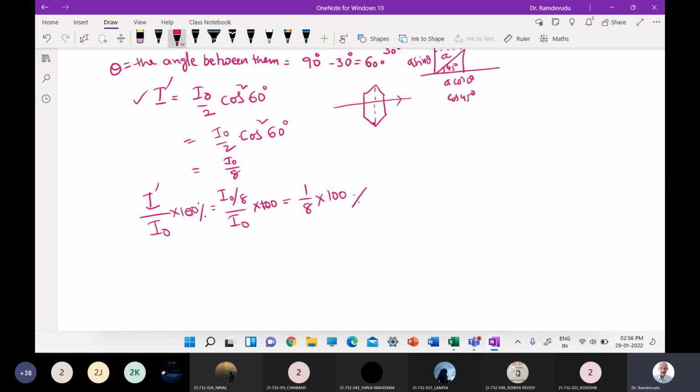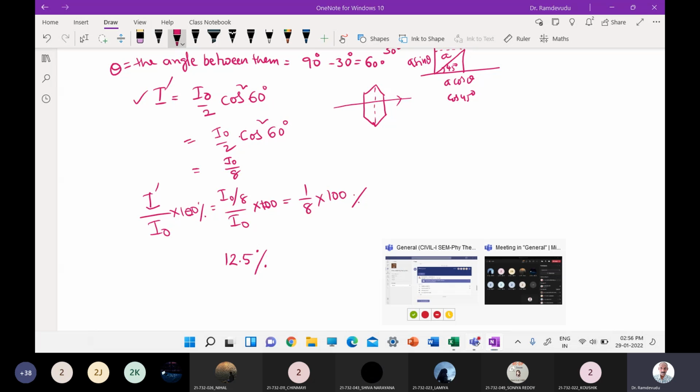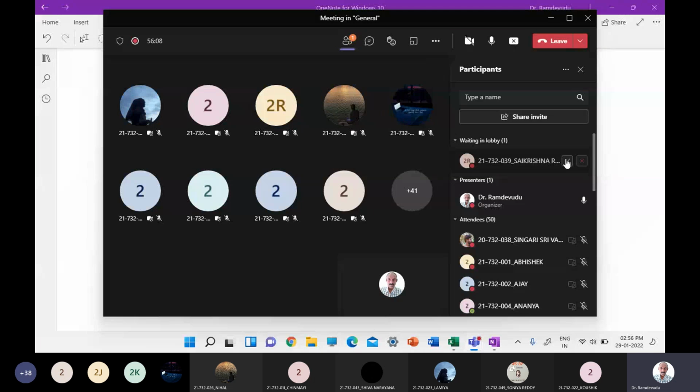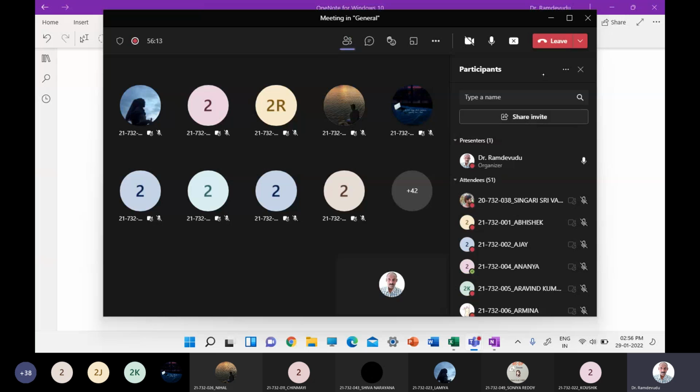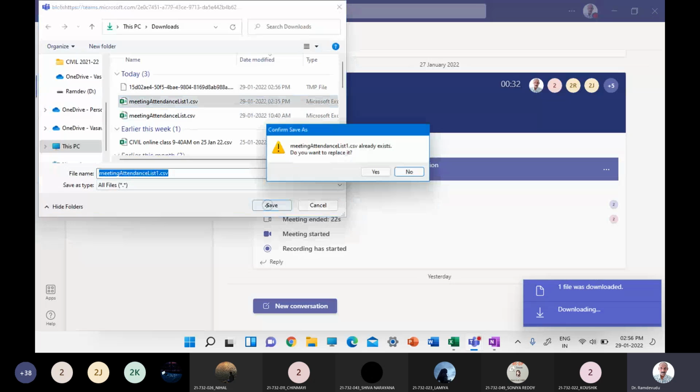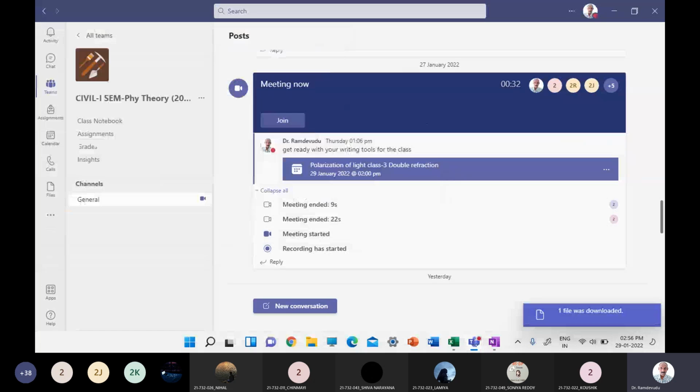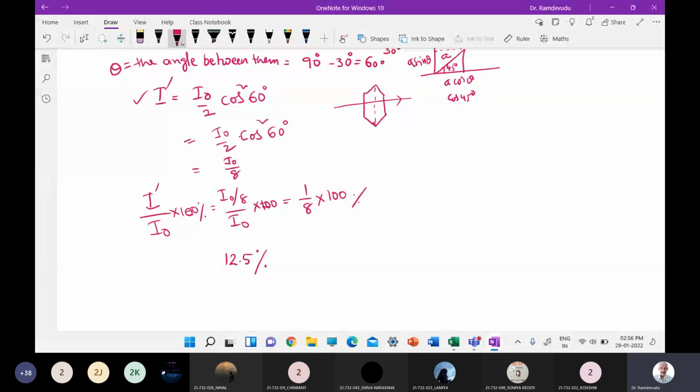See the problem. The problem is how much light has passed, as a percentage. That's why I am getting how much light is transmitted. So how much do I get? Maybe 12.5%. Yes, sir, 12.5. So this is the way in which you can calculate.